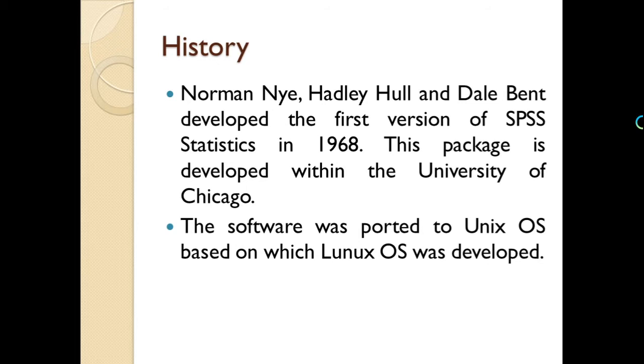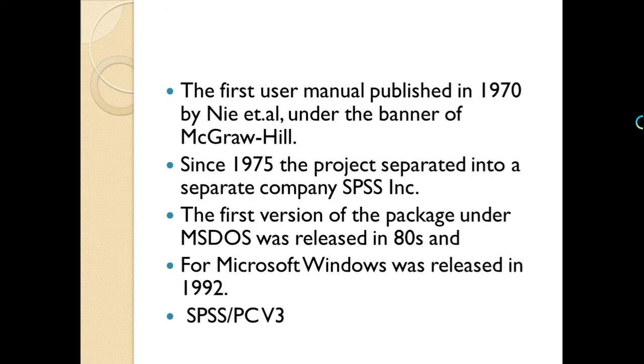But gradually, these three people wrote a first manual in the year 1970. And this manual popularized the software called SPSS. Since 1975, the project got separated from the university and got established into a company called SPSS Incorporated. And then subsequently, the first version of this package under Microsoft's DOS operating system was released in the 80s. And then in the year 1992, it was ported to Windows.